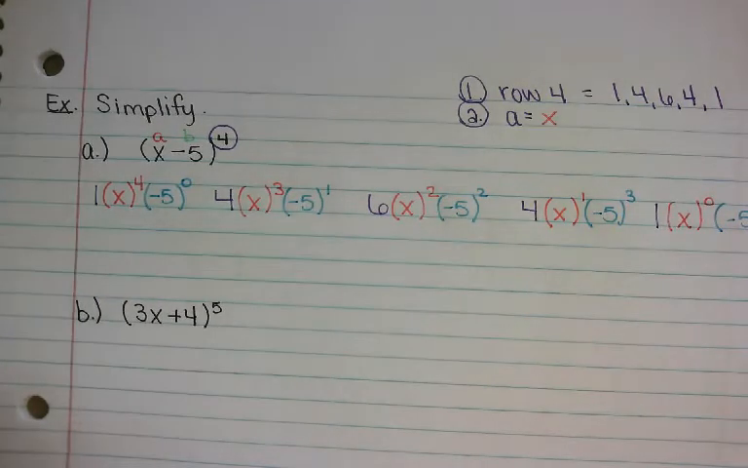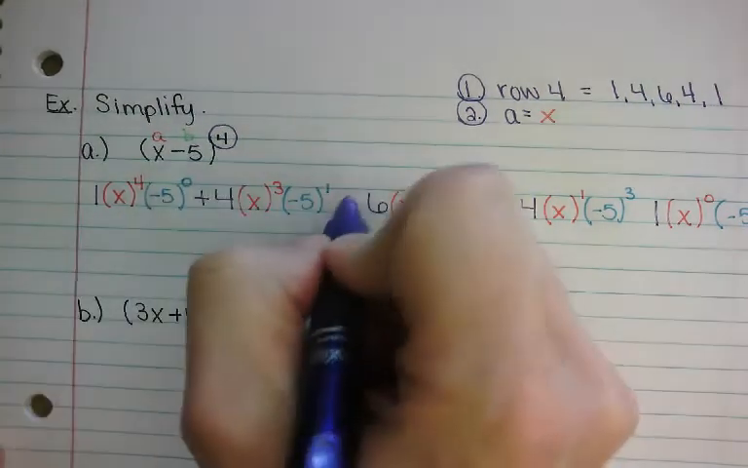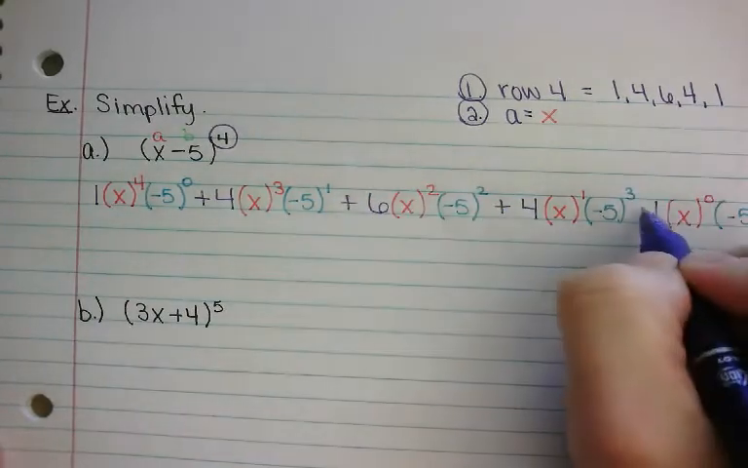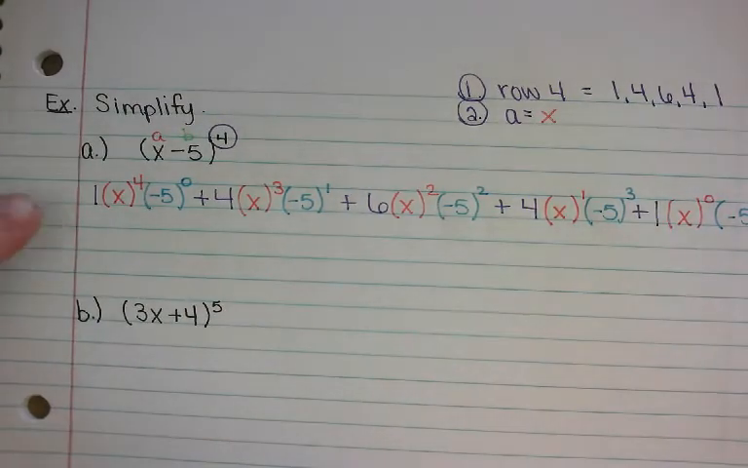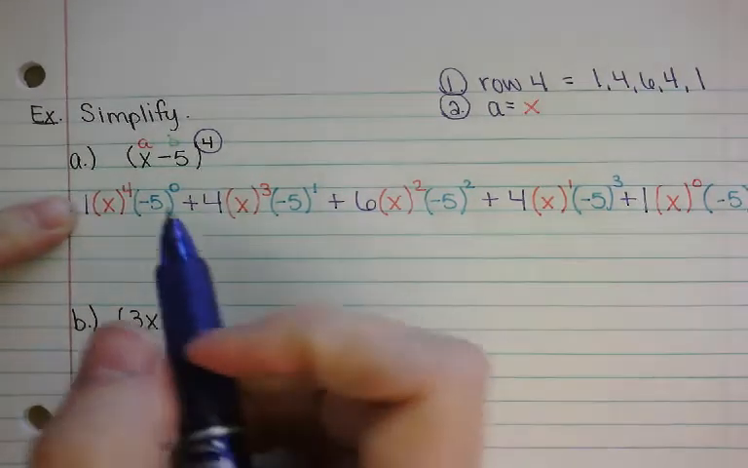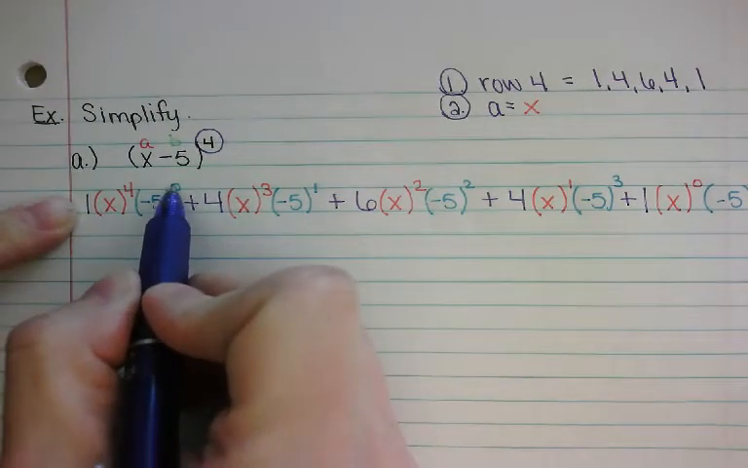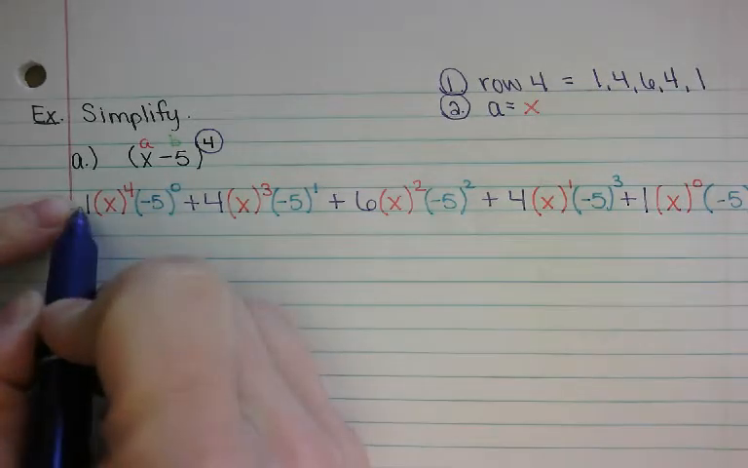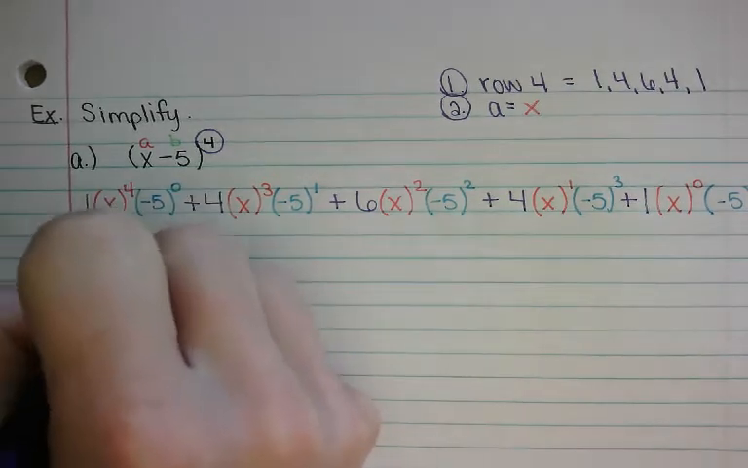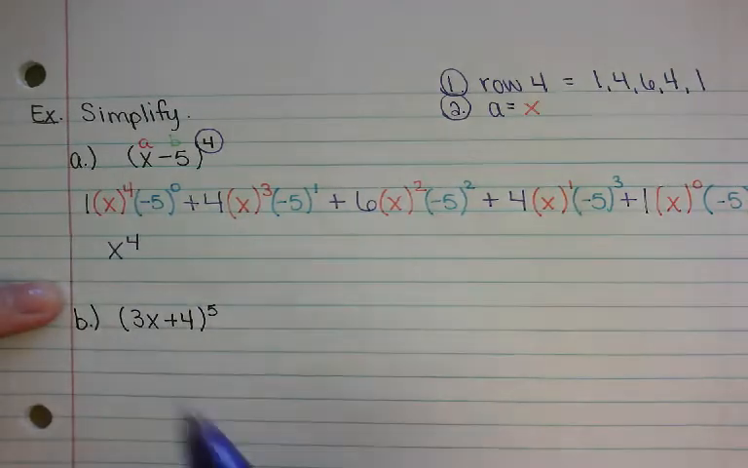Okay, so we're adding, these were all positive numbers. Let me go ahead and put those in between there. Okay, so now we need to simplify. -5 to the 0 is 1. Anything to the 0 is 1. 1 times x to the 4th gives me an x to the 4th.